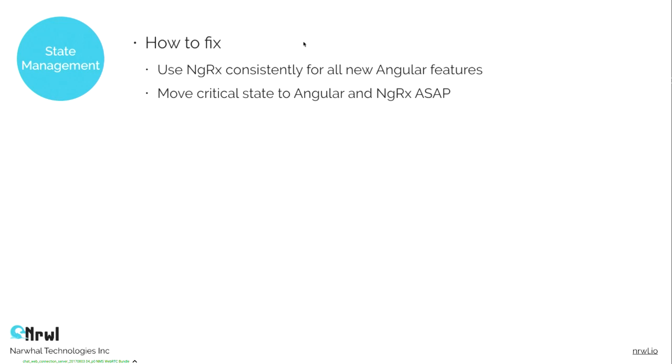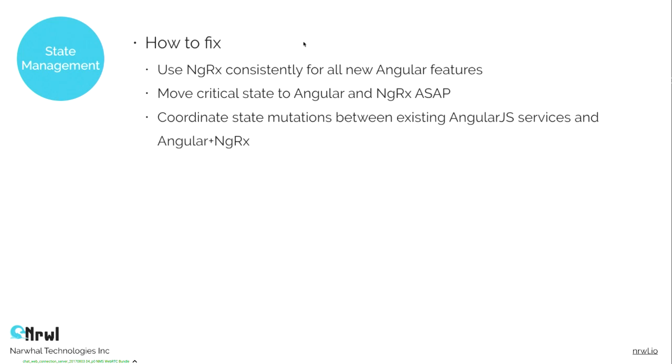So you want to move the critical pieces of your state, like the things that are shared throughout the application, updated frequently, complex parts of your state to Angular and NGRX as soon as possible. And you want to coordinate state mutations between AngularJS services and Angular and NGRX so you can make sure that the pieces of state that are shared between the applications, that there's some kind of coordination with observables or something where you can know when updates are happening to data or when data is being mutated.